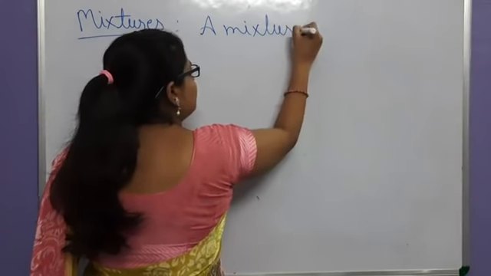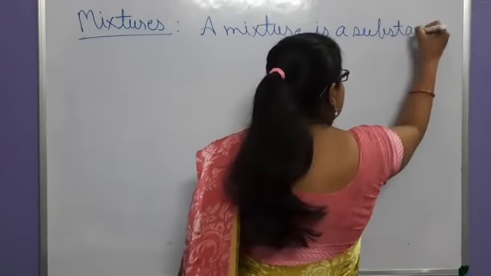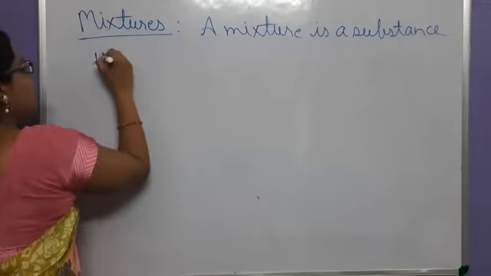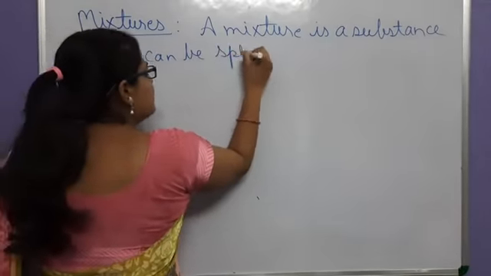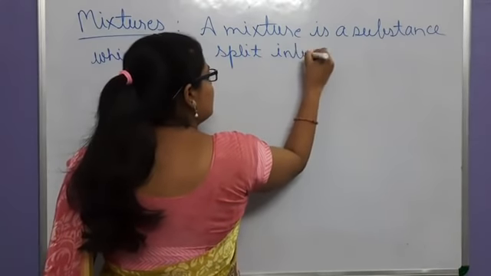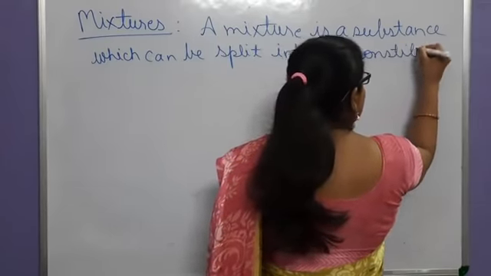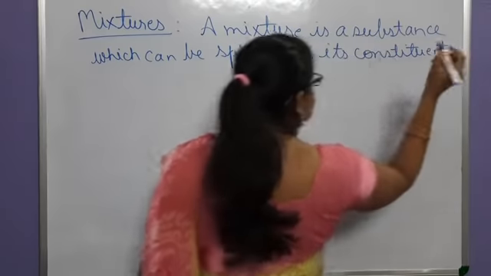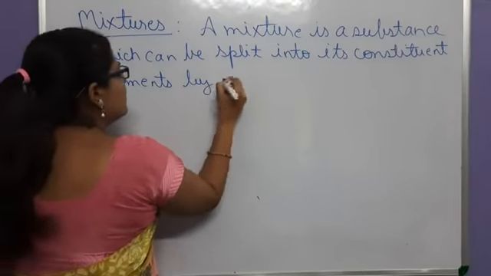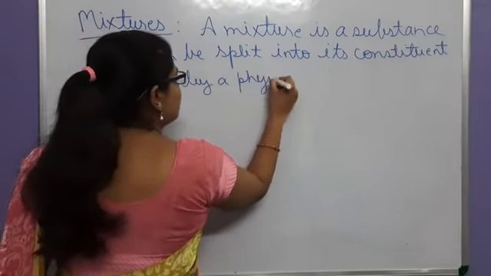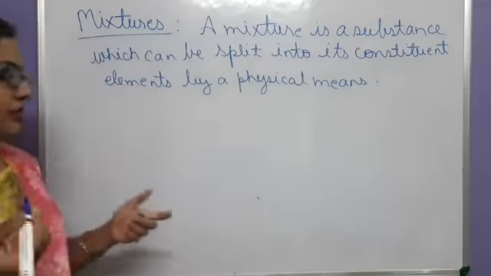A mixture is a substance which can be split into its constituent elements by a physical means. Such as what? Sublimation, filtration, distillation.